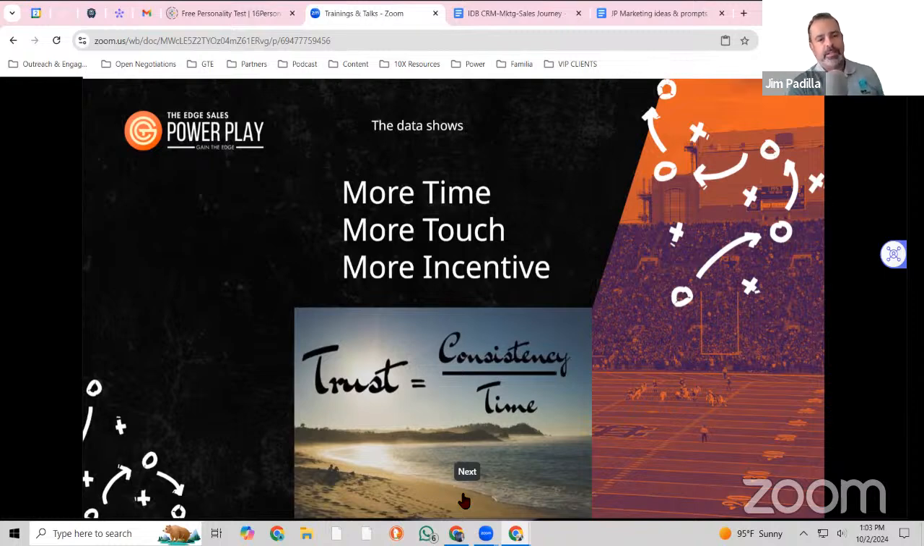Your ideal buyers need more time, more touch, more incentive. They need greater access to you. They need more evidence that you're real and you're legit, that you know what you're doing, that you are to be trusted, that you are the person who can get them in the right direction. More touch, more time, more incentive. Write it down. Type it in the chat. More touch, more time, more incentive. You need to be doing that.